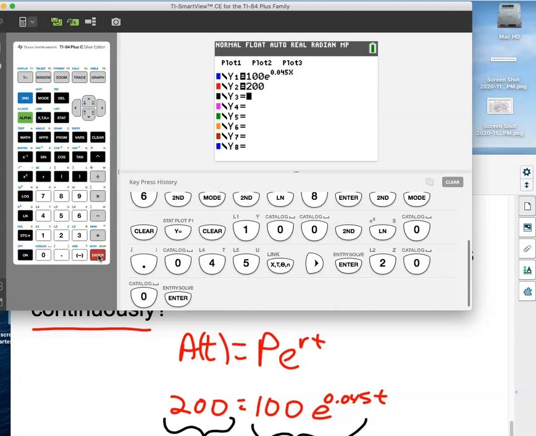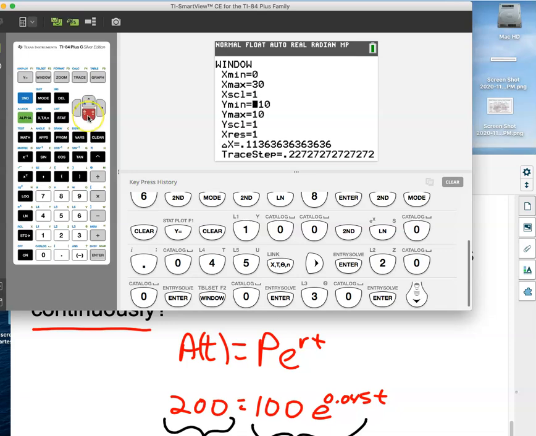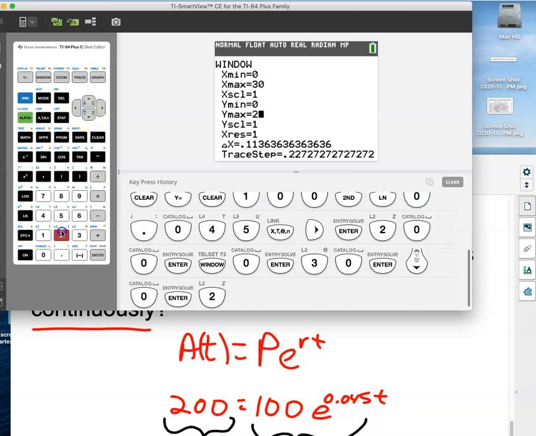So now again is when we have to think about the problem and try to set the window. So we're starting with $100. We want it eventually to be 200. I'm thinking that might take a little while, so maybe 0 years to 30 years. And I know I have to be able to see 200 for my y's, so I'll do 0 to like 250, 300, something like that. I just have to be able to see it.